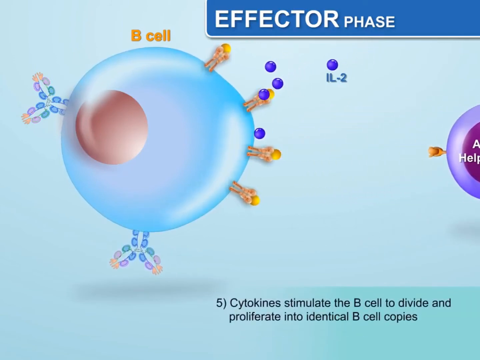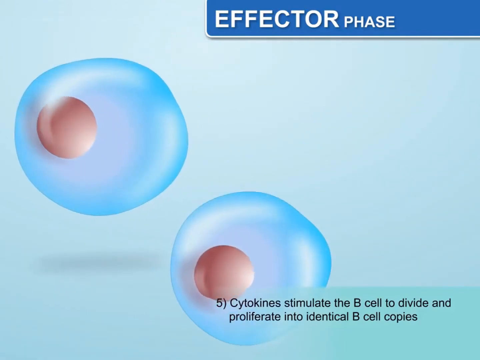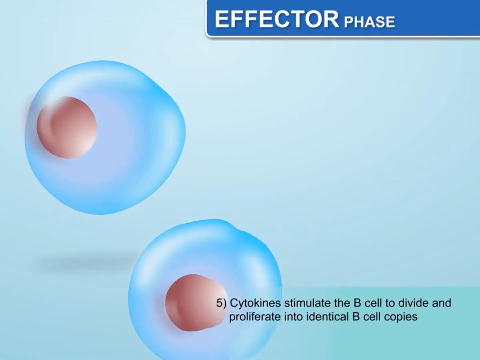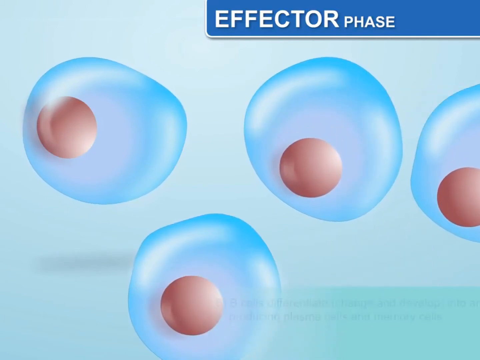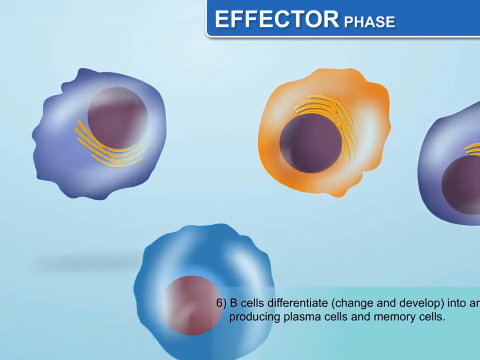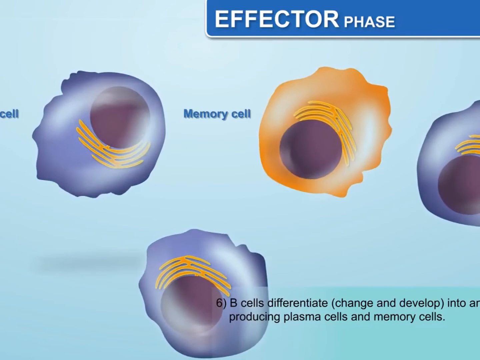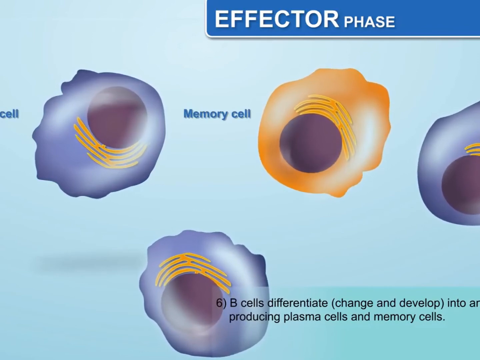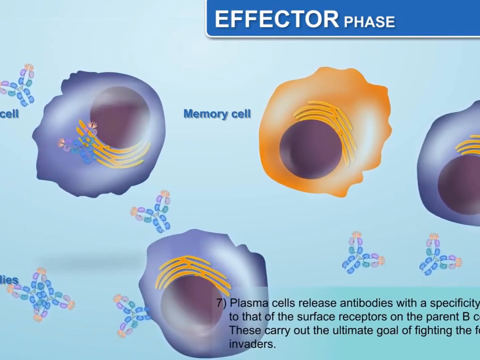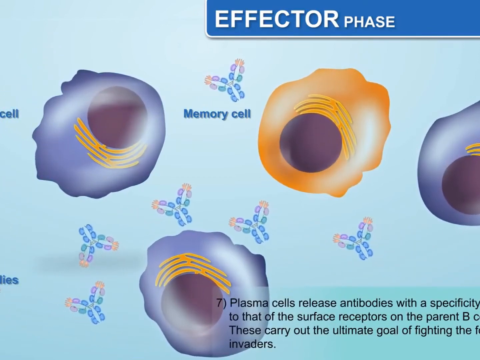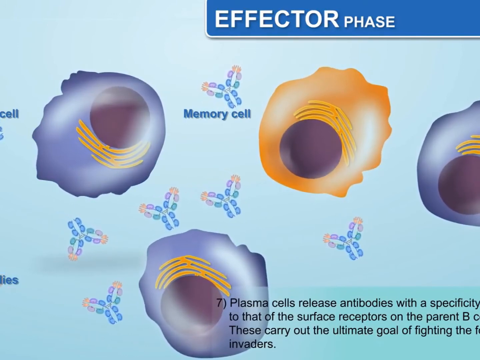The cytokines stimulate the B cell to divide and proliferate into identical B cell copies. The B cells differentiate, change and develop into antibody-producing plasma cells and memory cells. The plasma cells release antibodies with a specificity identical to that of the surface receptors on the parent B cell. These carry out the ultimate goal of fighting the foreign invaders.